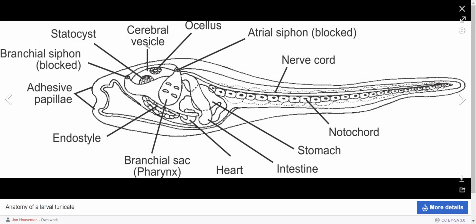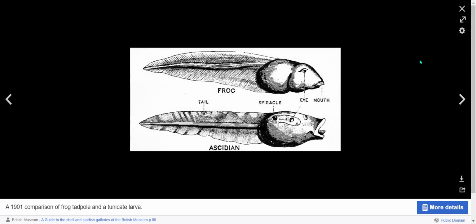Cerebral vesicle? I don't know. The ocellus, or the eye there. Branchial siphon is blocked. Adhesive papillae, I guess that's how it ends up connecting itself to the ground. Branchial sac, their pharynx. A heart, intestine, a stomach, nerve cord, notochord. Okay. And that is not unsettling at all.